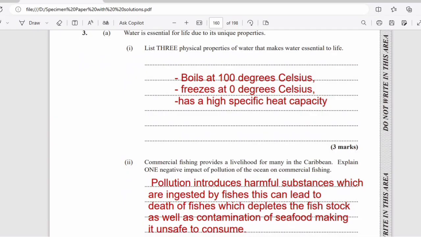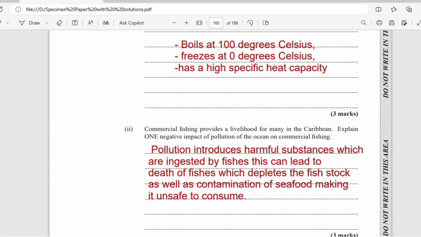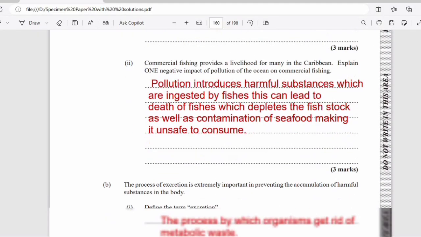Commercial fishing provides a livelihood for many in the Caribbean. Explain 1 negative impact of pollution of the ocean on commercial fishing. Now, pollution introduces harmful substances which are ingested by fishes. This can lead to the death of fishes, which depletes the fish stock, as well as contamination of seafood, making it unsafe to consume. So guys, your common sense could help you with this, because we all love to eat seafood. So why would we want to eat seafood that is coming from polluted waters? So once you speak about that, that would be an easy 3 marks for you.